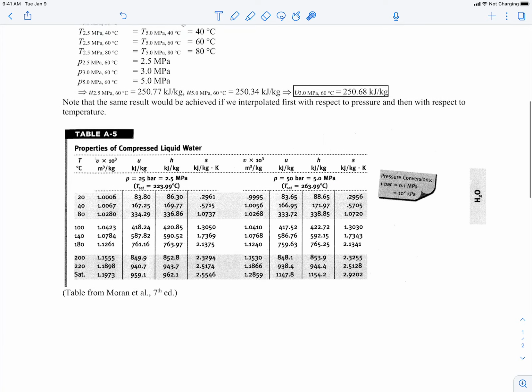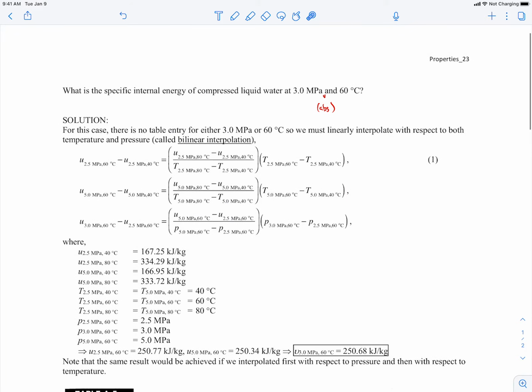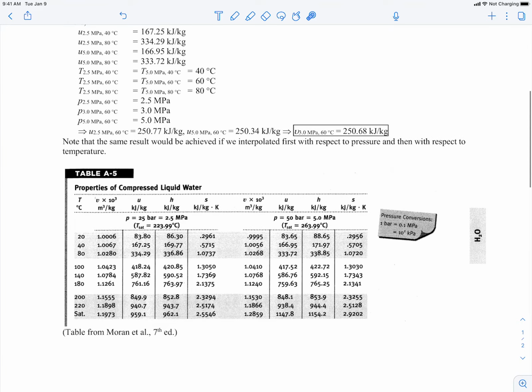You'll notice that there is no subtable for 3 megapascals. Remember, we need to find this for 3 megapascals and 60 degrees C. So we don't have that one. And we also, if you look over here, you don't see one for 60 degrees C either, right? So what we're going to have to do is a double linear interpolation, since we don't have the right pressure and we don't have the right temperature.